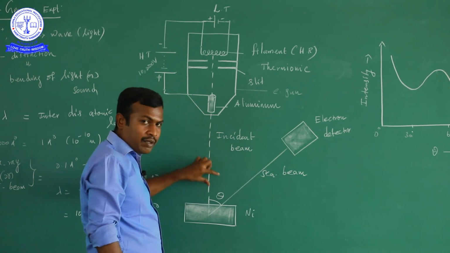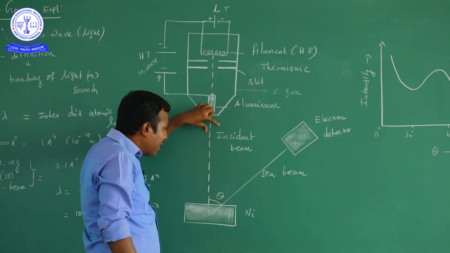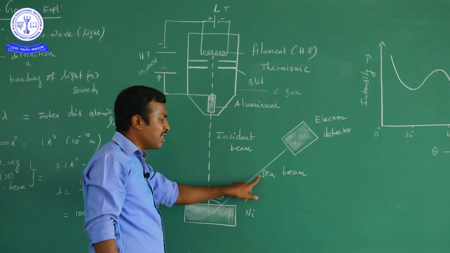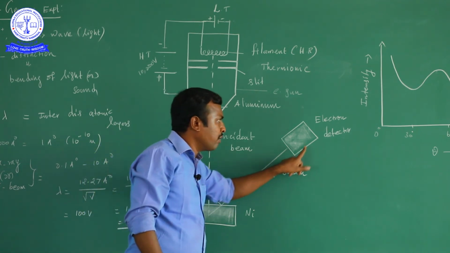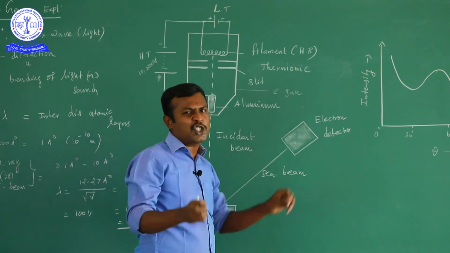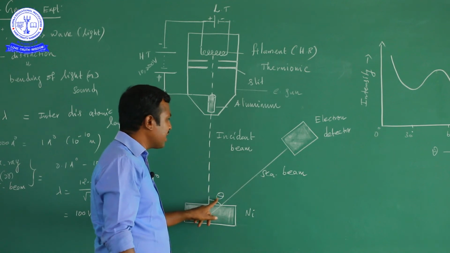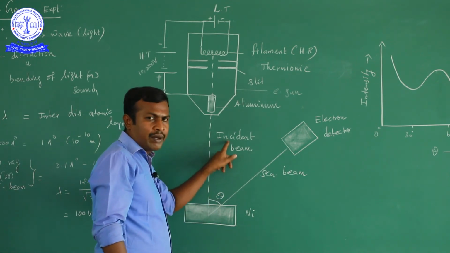So this is the incident beam, this is the nickel crystal. When the electrons are incident on the crystal, they will undergo diffraction. So this is the scattered beam, which is focused by the electron detector, which is movable. The electron detector ஈஸியா மூவபிளா இருக்கும். So theta is the angle between the incident beam and the scattered beam.